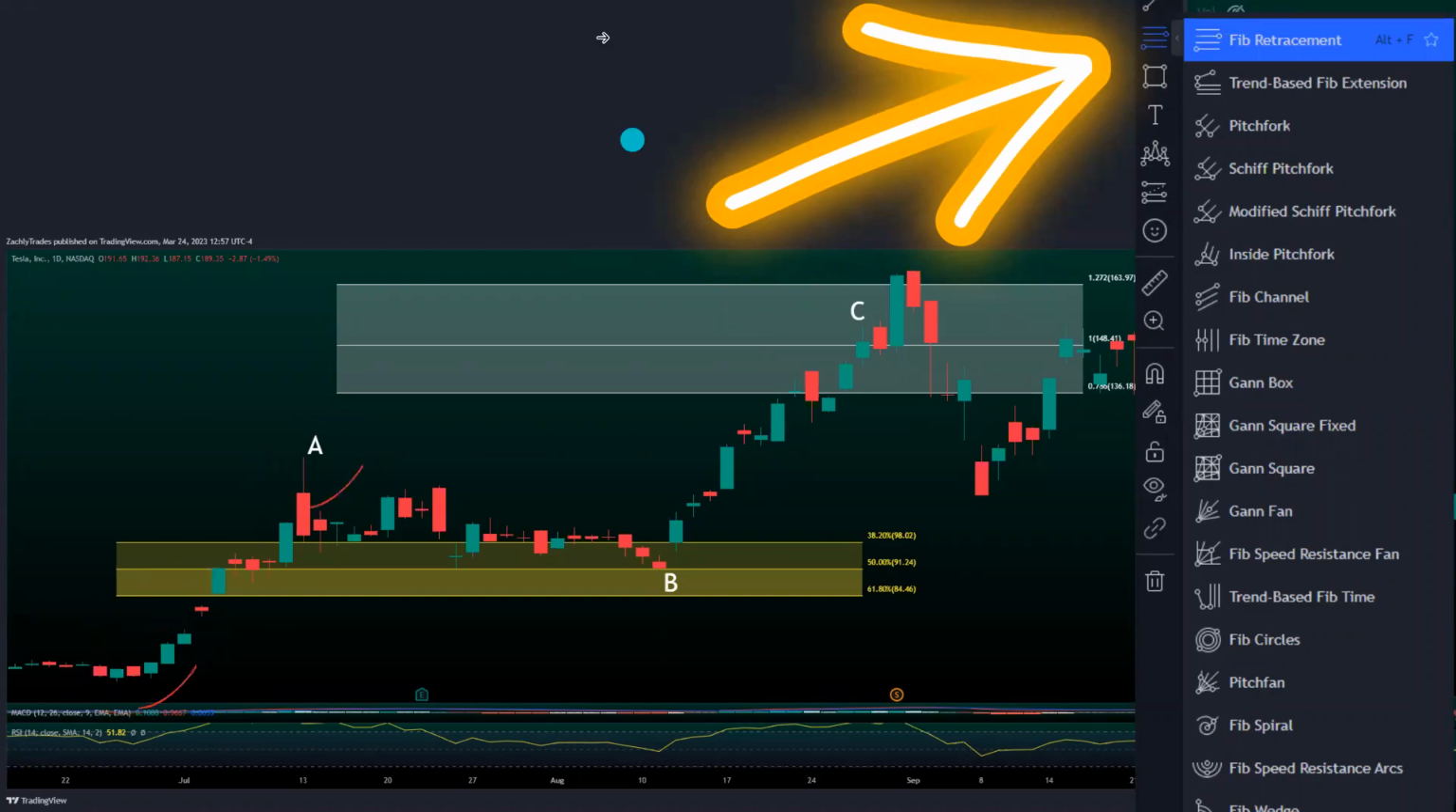to get to the Fibonacci retracement tool, you simply click right here. Okay, this is the nice Fibonacci tool, completely free to use. They do have a paid plan, but you can definitely just start off with the free plan.